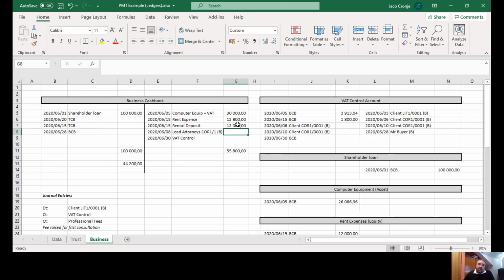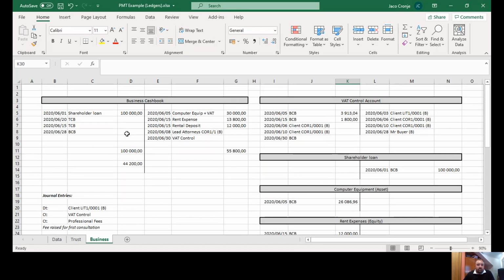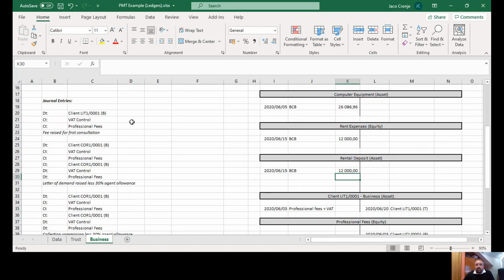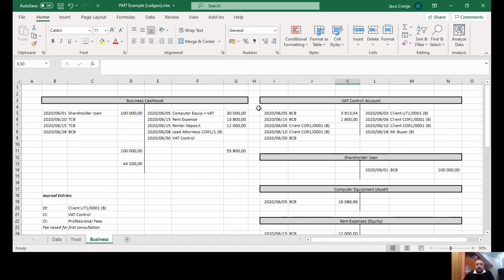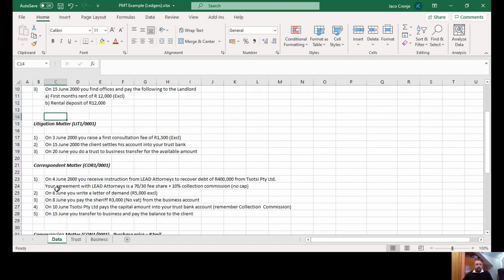So I have a credit, so now I need a debit. What will we call the debit? Rental deposit, and that's an asset. Why is it an asset? Because in future, my landlord will give me 12,000 Rand back. So in future, I will receive on the debit side of my business bank 12,000 Rand. Right. That covers all the transactions under the business leg of this little example.